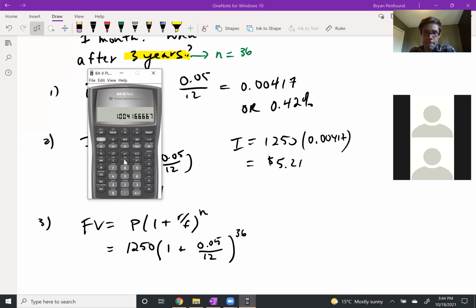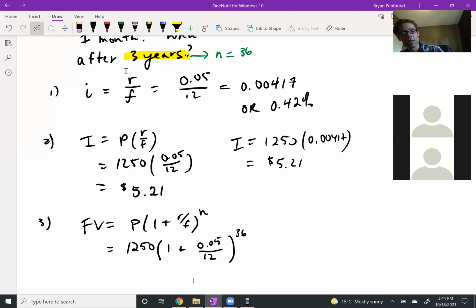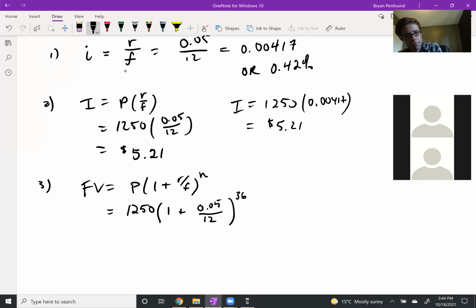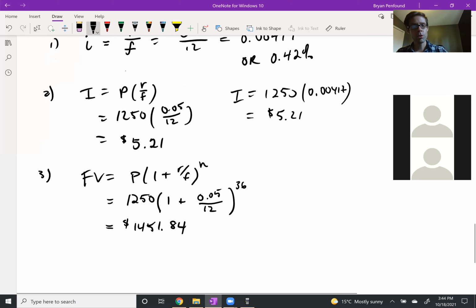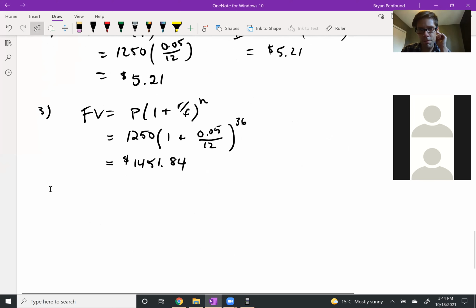Close the bracket. And then we use that y to the x button to get that power of 36 in. So y to the x, 36. And when you hit the equals button, that's what we're going to take as our final answer. So 1451.84. Perfect. So it looks like a couple of you were able to get that one through okay. 1451.84. Beautiful.